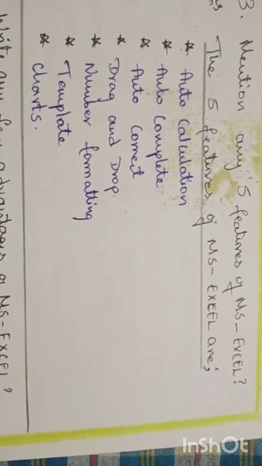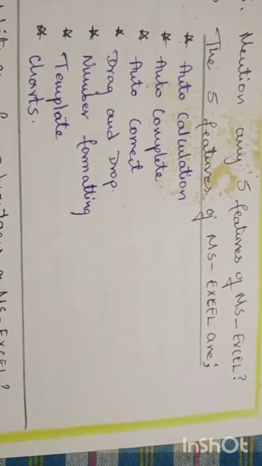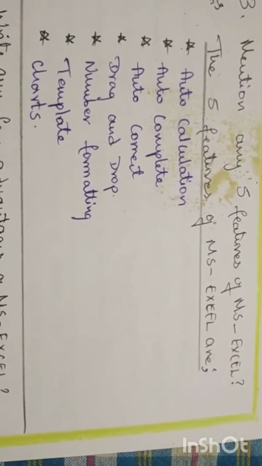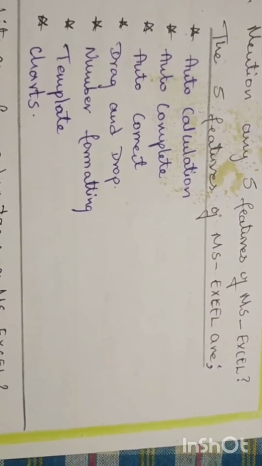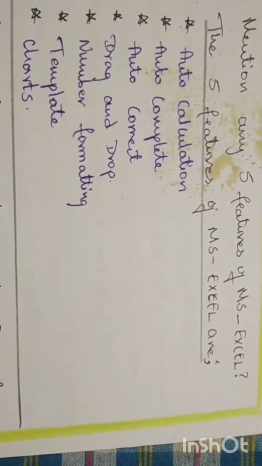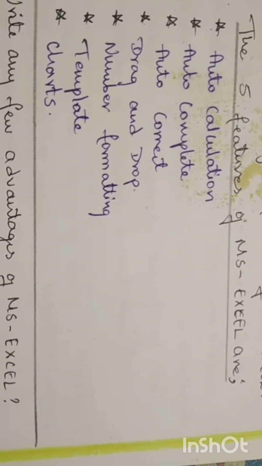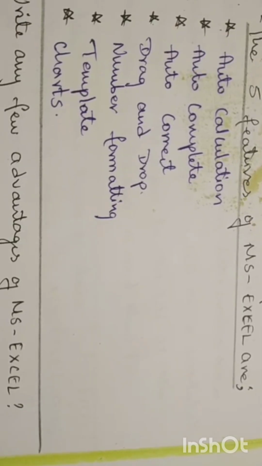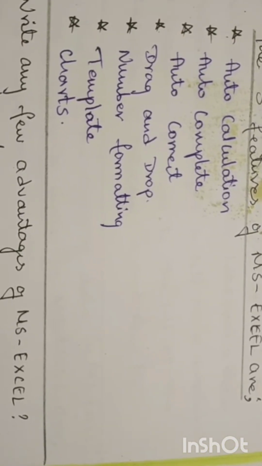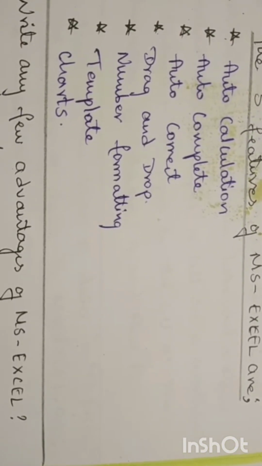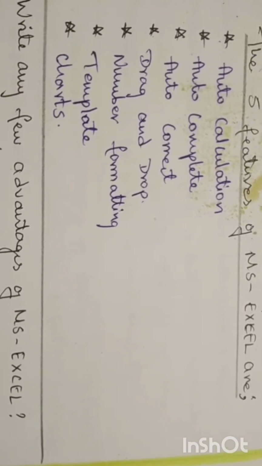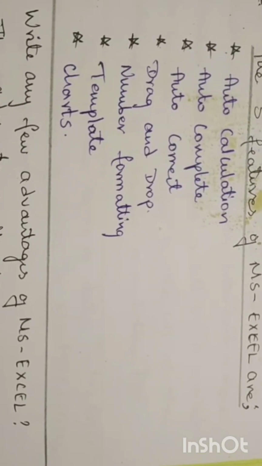Features of MS Excel. Here I have taken only five main features of MS Excel which is popular and known, and it also contains many other features. So the main features of MS Excel are auto calculation, which helps users to calculate automatically, auto complete, auto correct, and drag and drop, where you can delete or insert whatever you want.